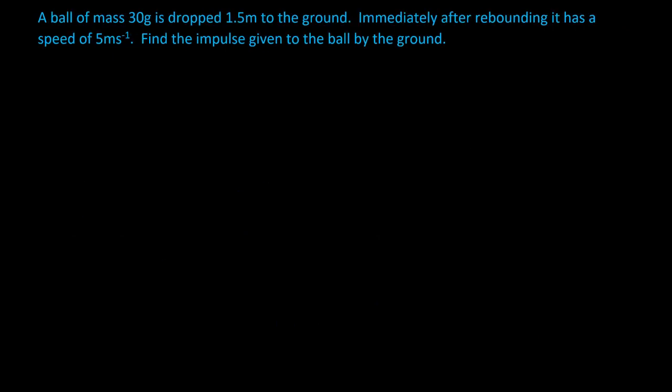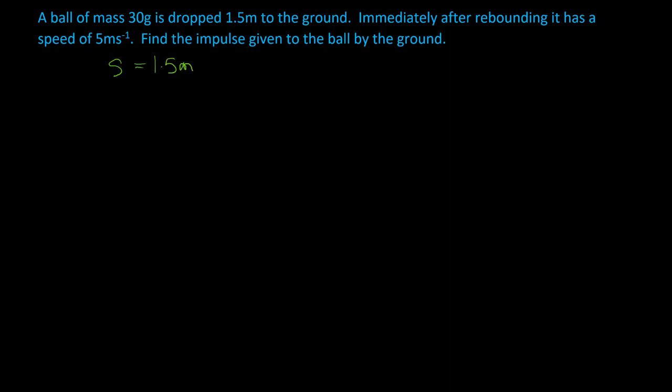A ball of mass 30 grams is dropped 1.5 meters to the ground. Immediately after rebounding, it has a speed of 5 meters per second. Find the impulse given to the ball by the ground. Before we can work out the impulse, we need to first work out what the speed was just before it bounced. Note that the distance it dropped is 1.5 meters.